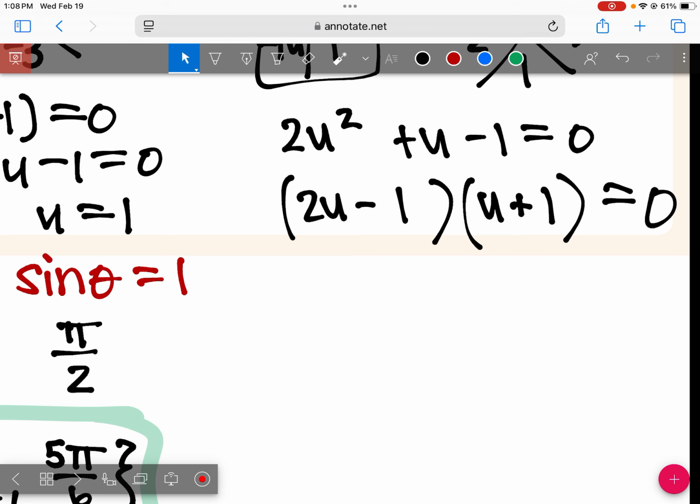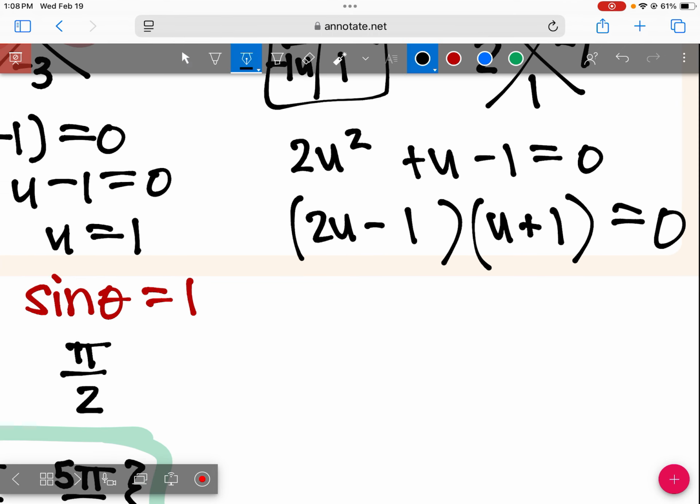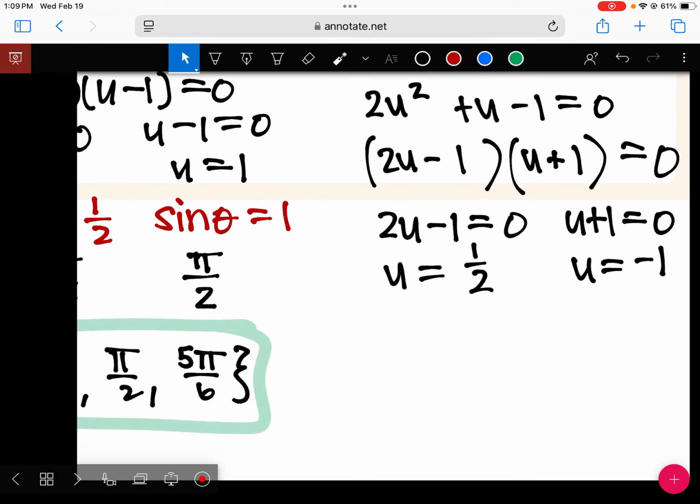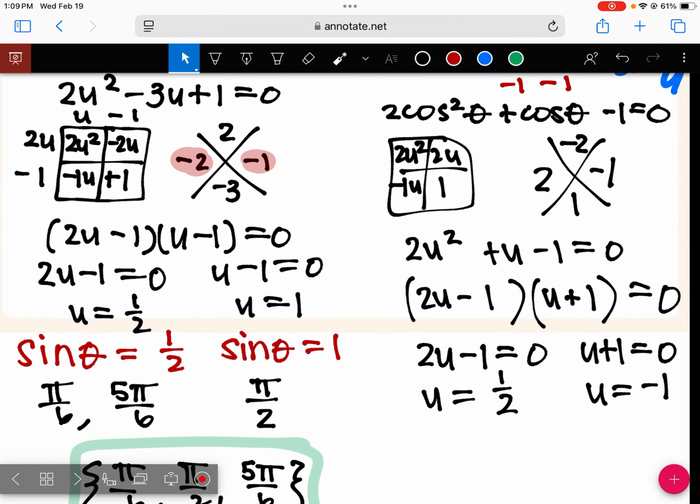Okay, so then everyone's favorite part. We split them up. We set them equal to 0. What is u equal? So now that we have u equal to something, we get to plug it back in.